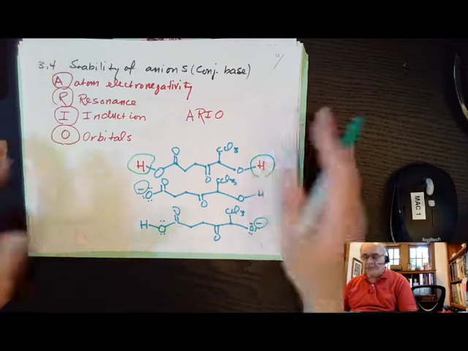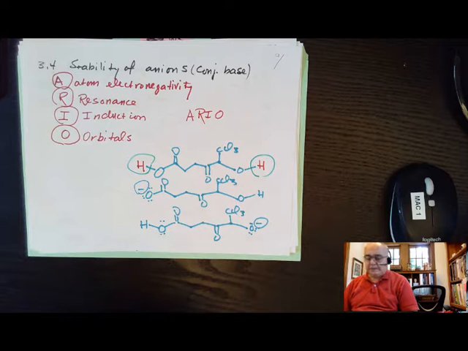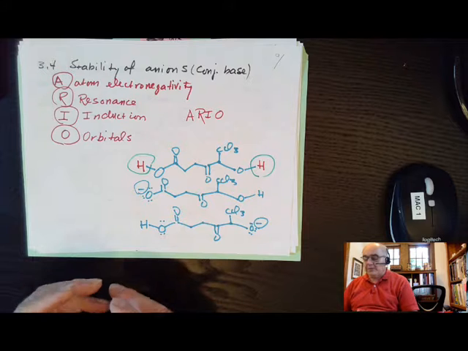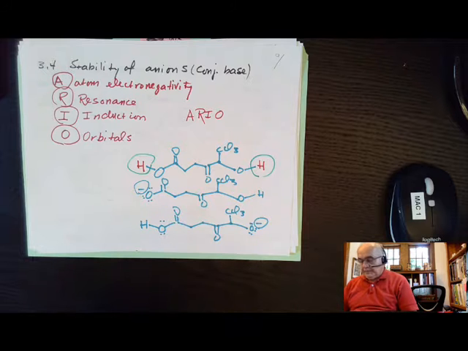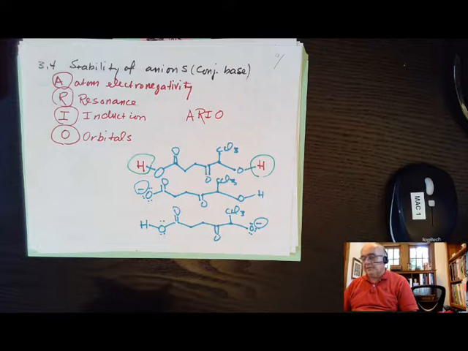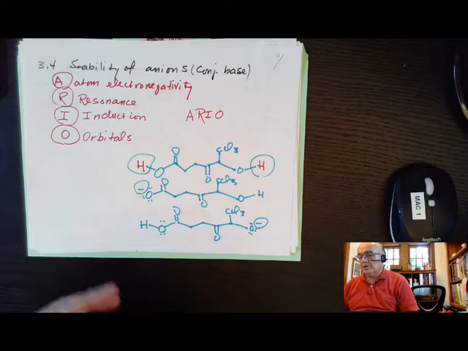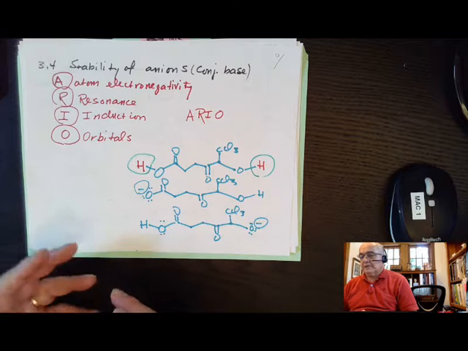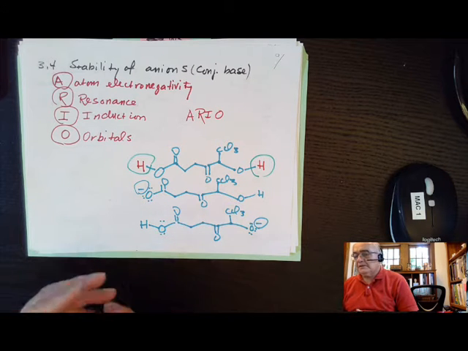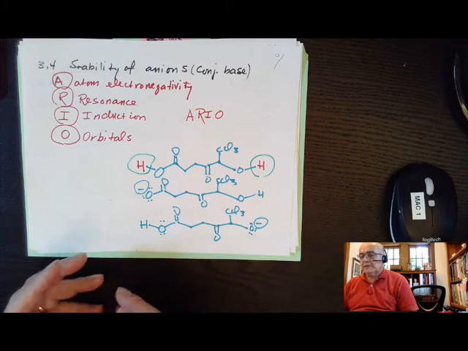It goes back to what we talked about in the past: when we have an acid, we always make a conjugate base. So the conjugate base is what we're looking for. If the conjugate base is more stable, then the acid is stronger, which means that it's going to have an easier time losing that H.